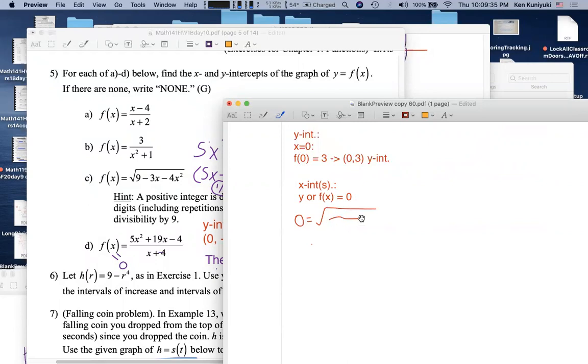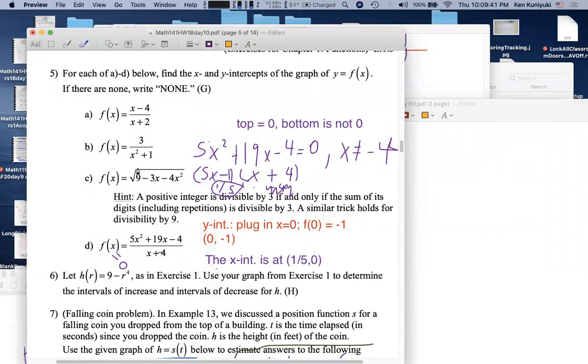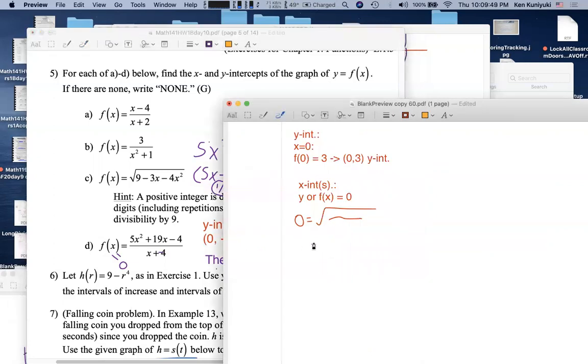The nice thing here is that we can make the following observation. When is the square root of blah equal to 0? That happens if and only if blah, the radicand, equals 0. So we can analyze the radicand. This happens if and only if 0 equals 9 minus 3x minus 4x squared.